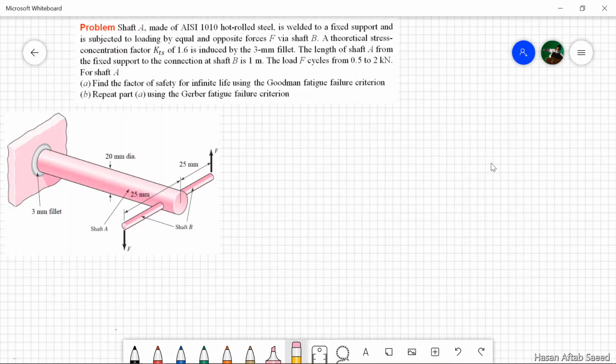And there's a fillet at the wall, and because of stress concentration factor, that constitutes the critical part of this structure. So we are going to find out the factor of safety for infinite life for Goodman fatigue failure criterion, and later on for Gerber criterion.